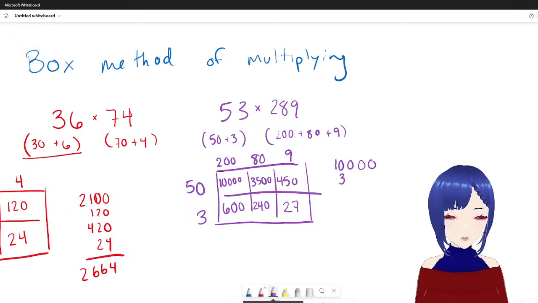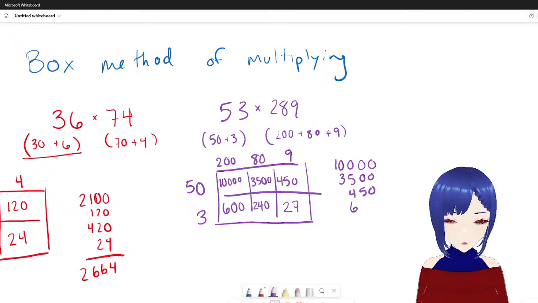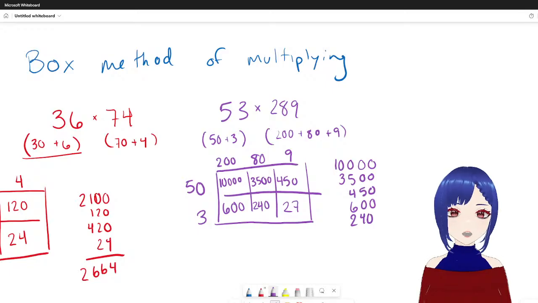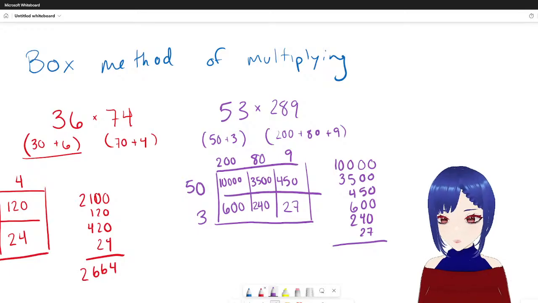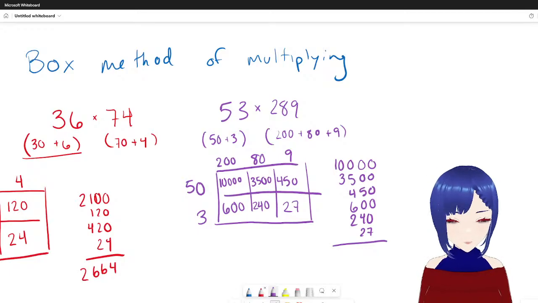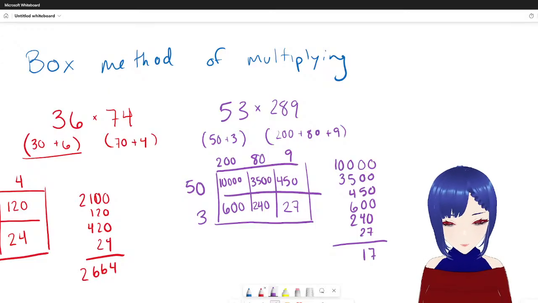And then we have 3,500. And 450. 600. And 240. And 27. So with this, we can add them all up, and we're going to have to do some of the carrying. We didn't have to carry anything in the previous one. So first one, we have just the 7. But then we have 5 plus 4 is 9. Plus 2 is 11. So we have 1.